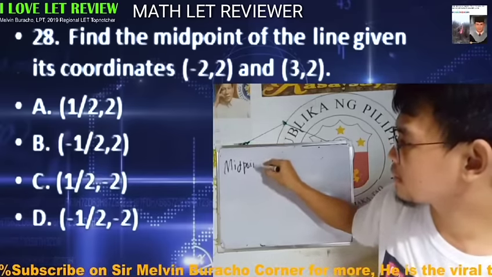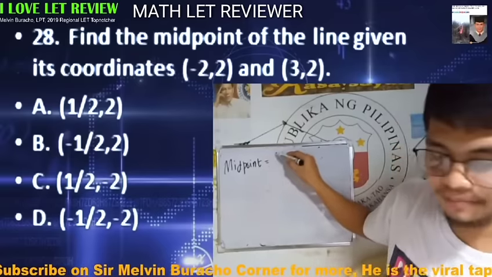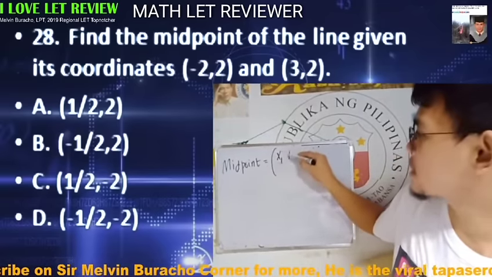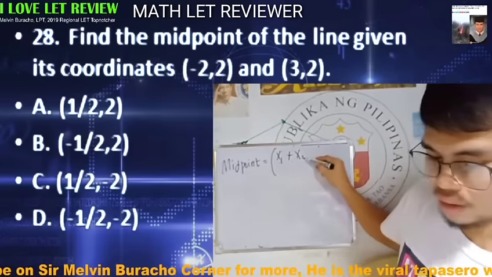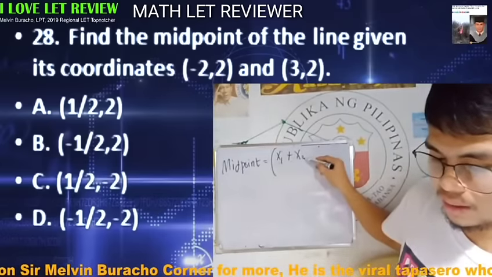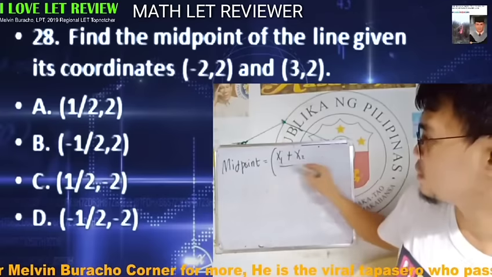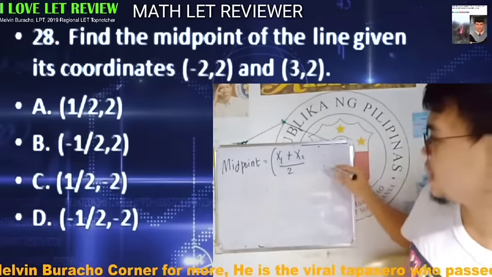midpoint equals the quantity of x sub 1 plus x sub 2. Okay. Ano po ba? Over 2. Ayan.